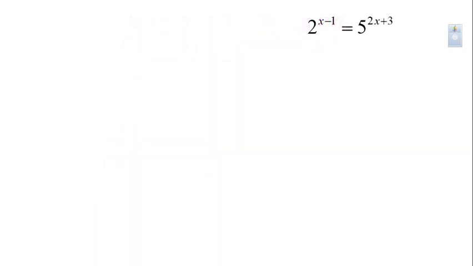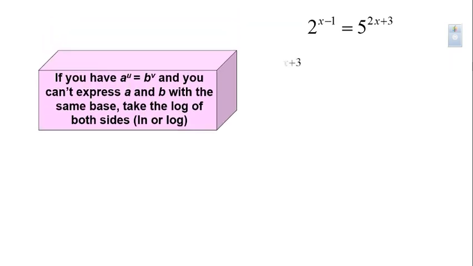Here's an example. 2 to the x minus 1 is equal to 5 to the 2x plus 3. As you can see, there's no easy way to get these two numbers to have the same base, but it's very hard to isolate a variable because the variable is in two different exponents. So what we do is we take the logarithm of both sides. In this case, we're using natural log.